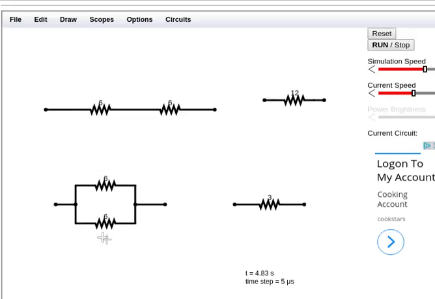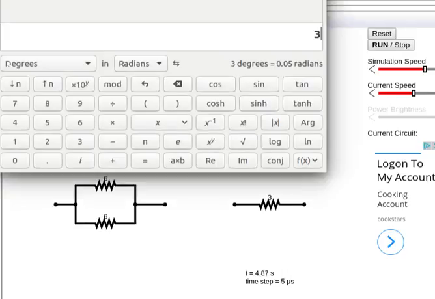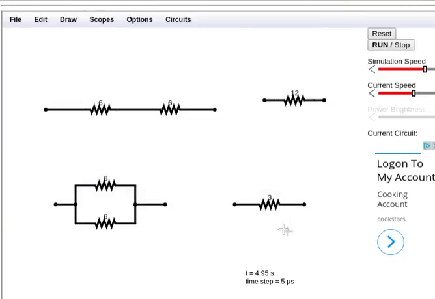If I've got 6 ohms and 6 ohms connected in parallel, well, I'd have to go back over to my calculator here and 1 divided by 6 plus 1 divided by 6 gives me 3. So I know what I should use for my equivalent resistance.